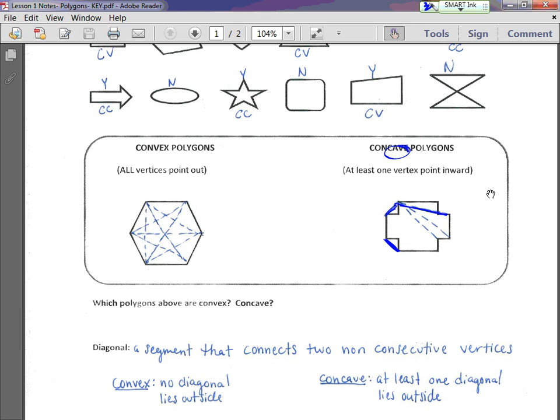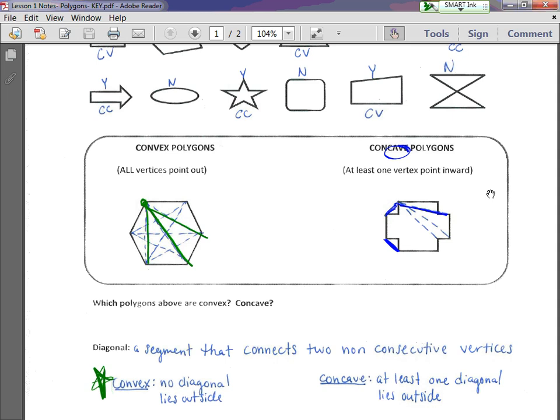Alright, so a diagonal is a segment that connects two non-consecutive or non-adjacent vertices. So for example, if I start off with this vertex here, I do not go adjacent because that would just be the side, but I can connect every other vertex with it that's not adjacent. So on this first one here, I went ahead and drew in all the diagonals just to give you a representation. And we can see that for a convex polygon, all the diagonals lie inside the polygon, none of them go out.